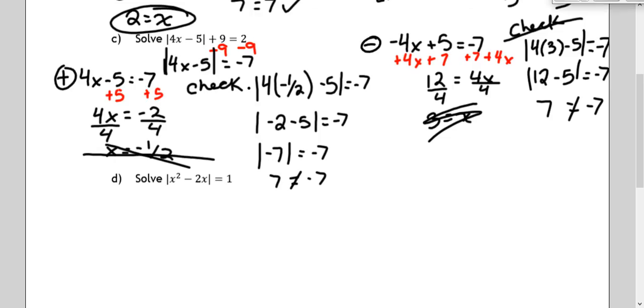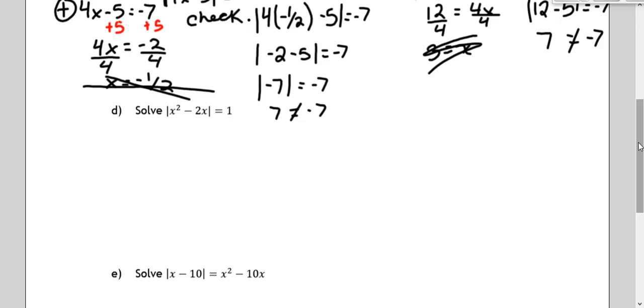Okay, our next one we can see is that we are dealing with a quadratic. Nothing changes. We still have a positive and a negative version of it. So our positive is equal to x squared minus 2x equals 1. So then x squared minus 2x minus 1 equals 0.